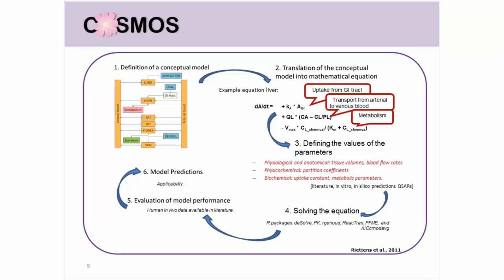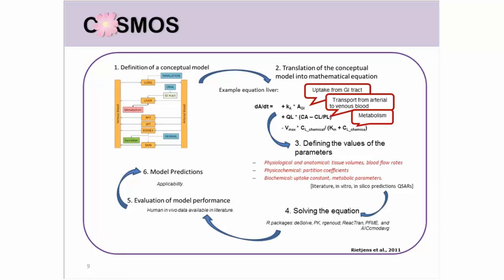After you have all this set up, you have to solve. So you have to find software which can solve the equations for you. Usually you can use Berkeley Madonna or MATLAB. For the Cosmos project, we tried to use software which is open source, so freely available to download. So we used R, and we used the deSolve package. After everything, the script is written, and it can be used to simulate.